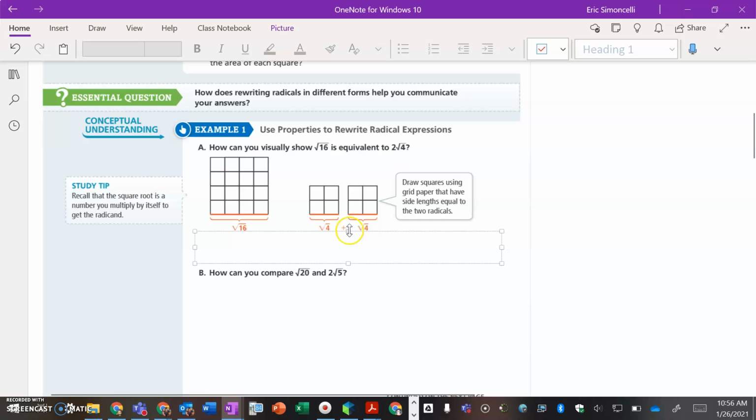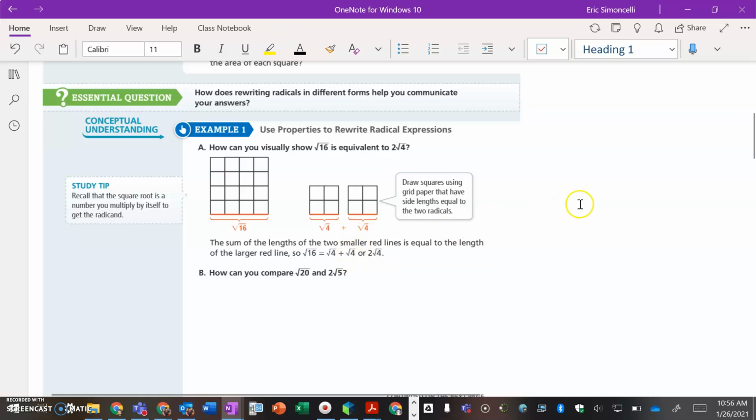So it turns out you can represent it as a kind of sum, wherein the sum of the lengths of the two smaller red lines is equal to the length of the larger red line. So the square root of 16, quite literally the length, which of course is 4, is equal to this square root of 4, which is 2, plus again the square root of 4, which is 2. As it turns out, you can rewrite this as root 4 plus root 4, or 2 root 4.